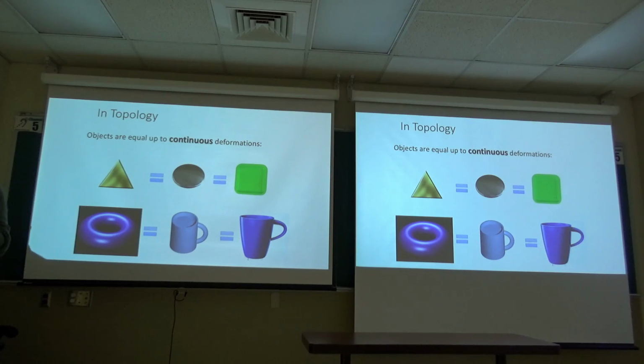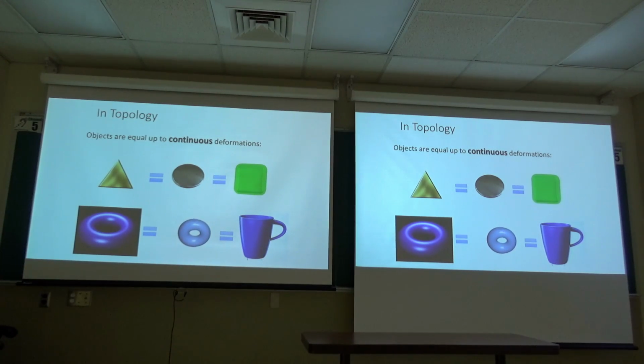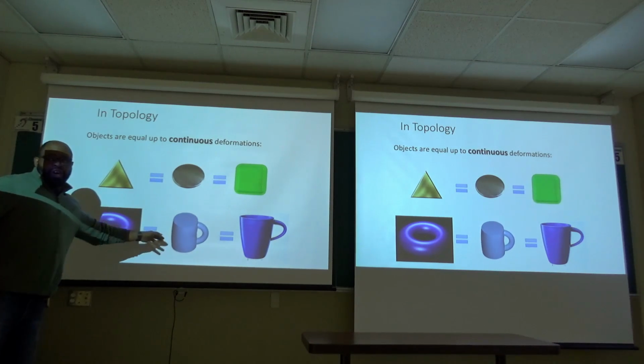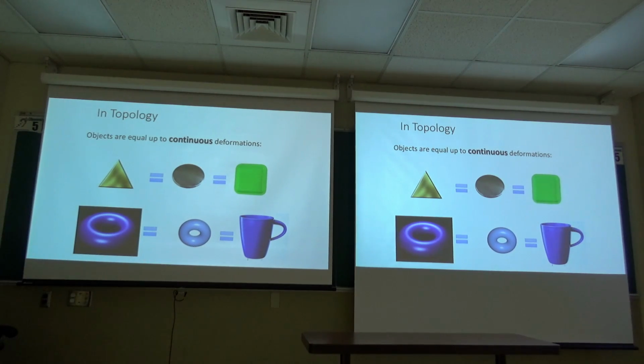In that sense, a triangle is the same as a disk and the same as a square, because if you imagine that they're made out of Play-Doh, you can stretch one into the other. And the typical joke is that a topologist cannot tell the difference between a donut and a coffee mug because you can go from one to the other through continuous deformations. Okay, so that's what topology is. On the one hand, geometry cares about rigid notions, and topology cares about shapes, objects up to deformation. Okay?